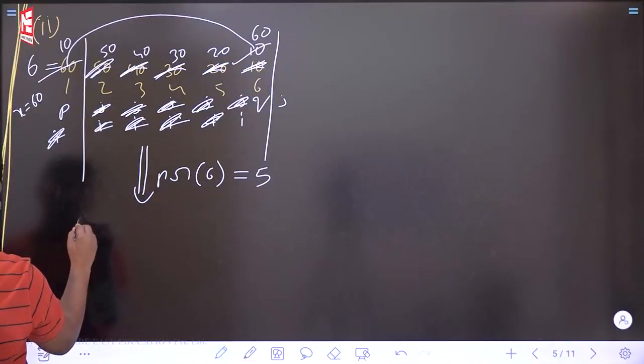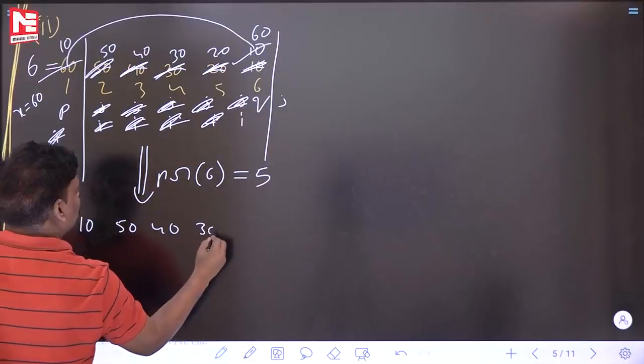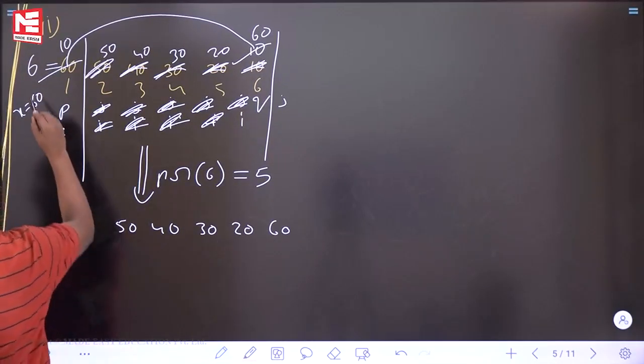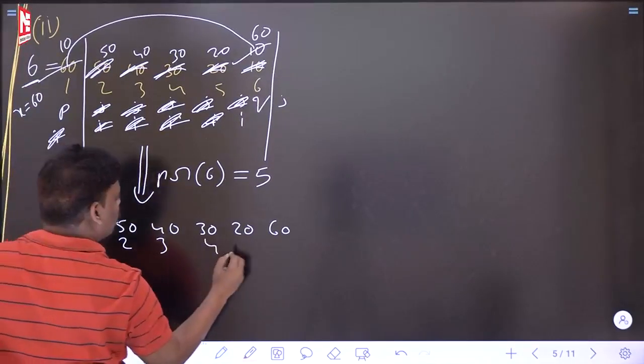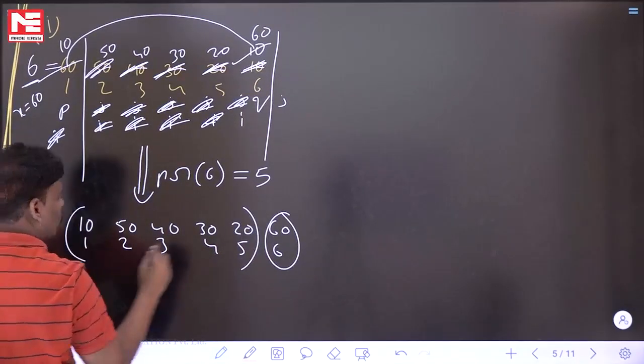Let's write the output. What is the output here? 10, 50, 40, 30, 20, 60. And one more thing: the pivot element went to which place? 6th place. 1, 2, 3, 4, 5, 6. The pivot element went to the 6th place. Less than pivot on one side, more than pivot no one.